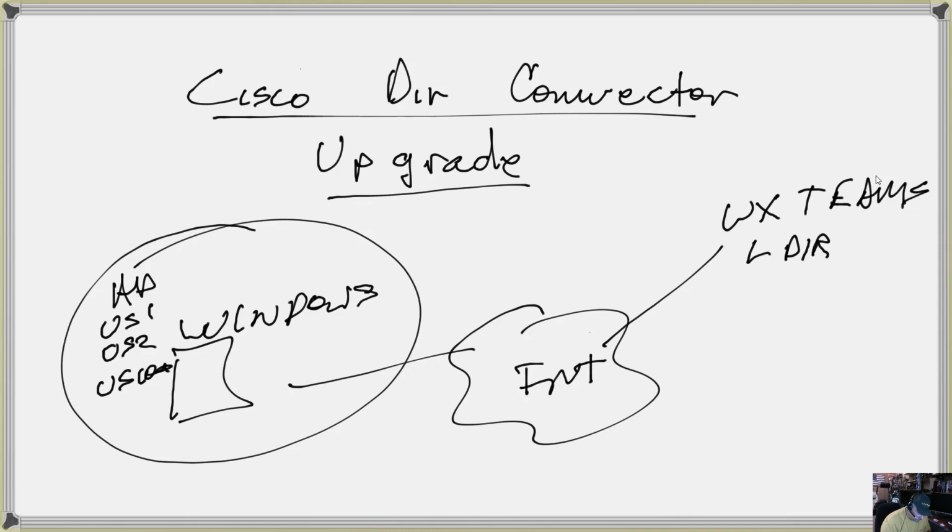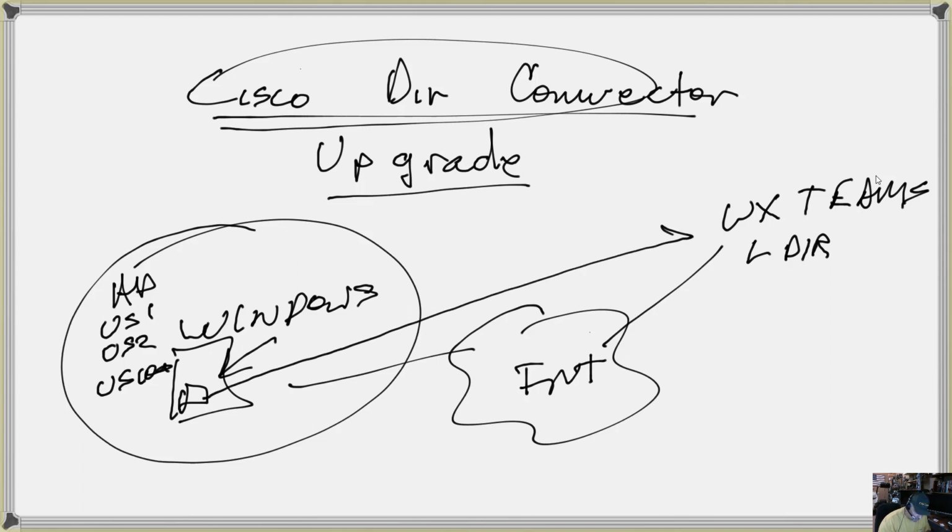Well, we run this Cisco Directory Connector on a Windows PC, and that little application that sits on there goes out, connects securely up to the Webex Teams Collaboration Cloud, and then synchronizes the Active Directory users into Webex Teams. So then you have all those same users that are on-prem or in your directory synced up so you can light them up, turn them up.